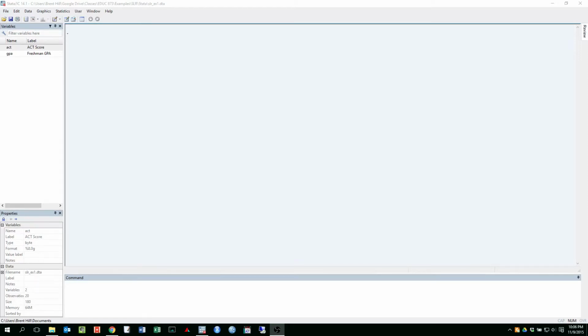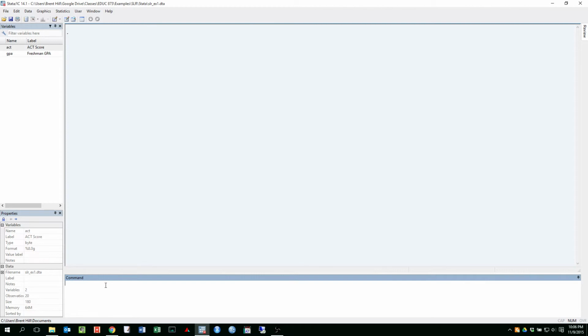Now we're going to cover how to do prediction with Stata. In particular, we're going to talk about how to use a simple linear regression model to make a predicted value, a confidence interval, and a prediction interval.